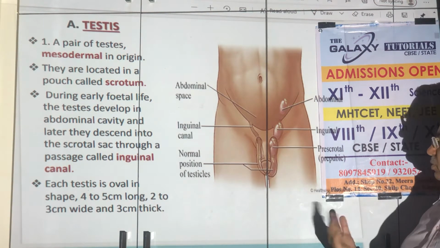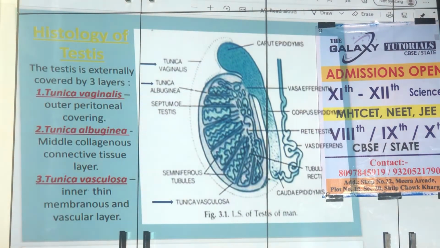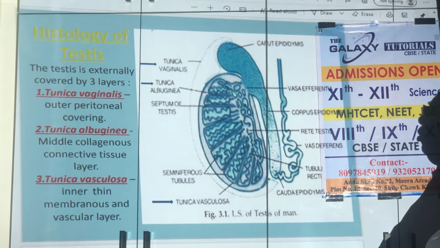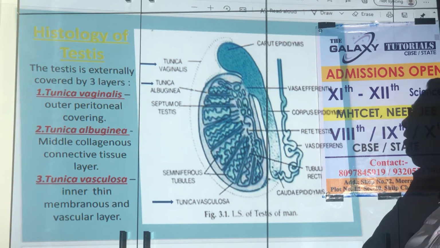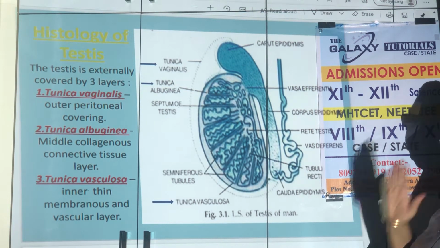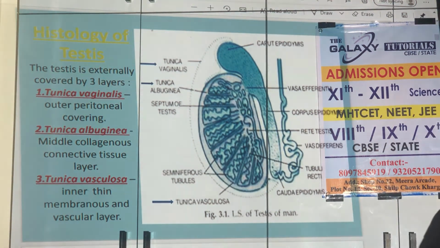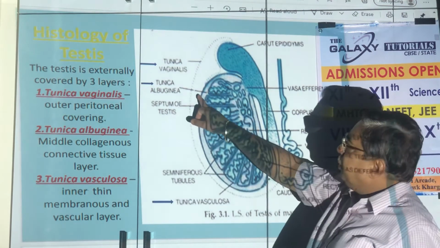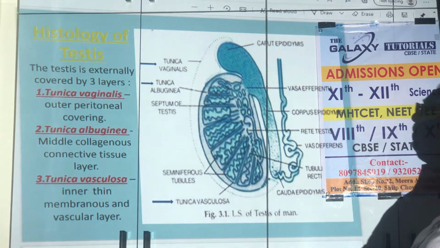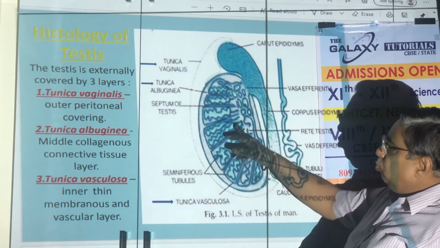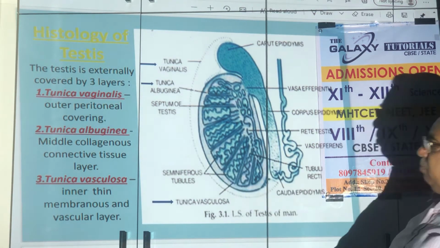Now, testes, we'll see in detail. Side view for testes. Three layers are seen. Tunica vaginalis. You can see the dotted line I've drawn. Outer peritoneal covering. Peritoneum is that serous thing which tapes the organ to the body wall. So when you run or when you walk, the organ is not getting displaced, it's stuck to the body. Tunica albuginea. You can see the second layer. Middle collagen connective tissue which connects all the parts of that organ. Tunica vasculosa, as you see there. Layer number 3. The blood vessels and partitions are formed by that.